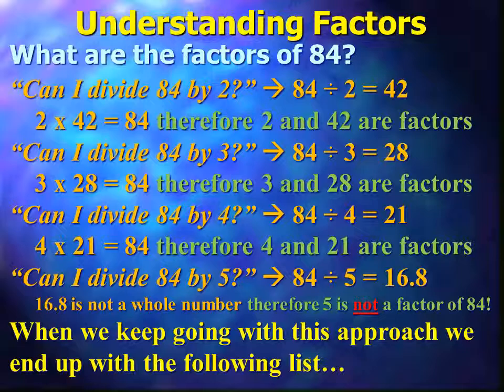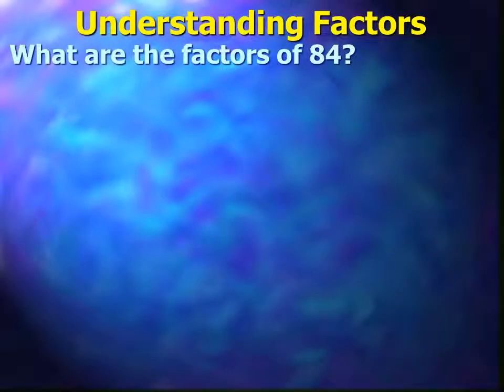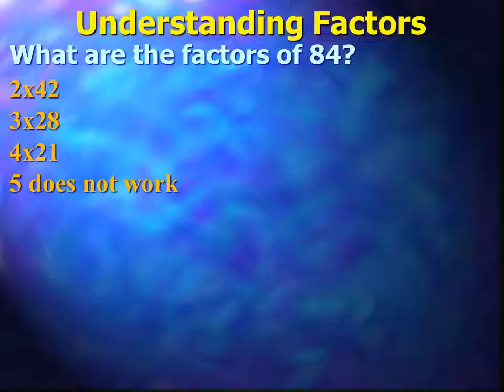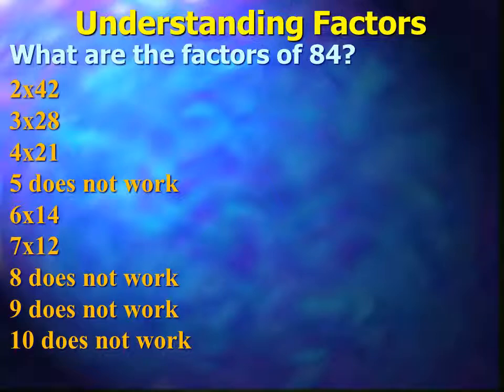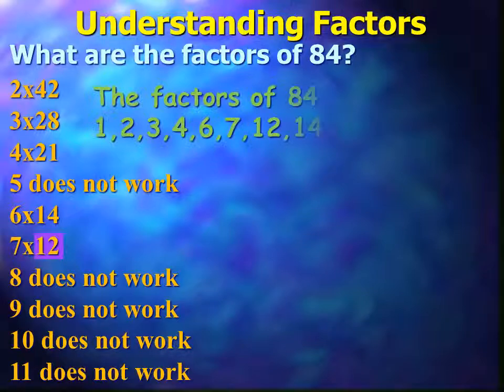When we keep going with this approach, we will end up with the following list. So 2 times 42, 3 times 28, 4 times 21, 5 doesn't work, we've already discussed that, 6 times 14, 7 times 12, 8 doesn't work, 9 doesn't work, 10 doesn't work, and 11 doesn't work. And right after 11 we've got 12, and so we don't need to go any further because 12 has already been listed as a factor when we multiplied it by 7. So we can stop there.